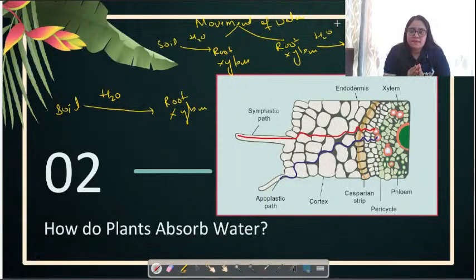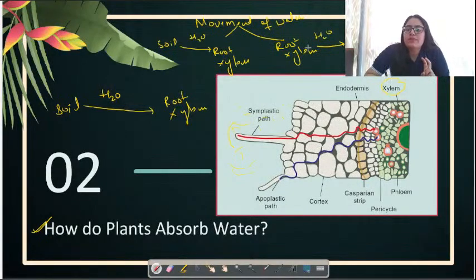So now let us see how exactly water will be transported from soil to the root xylem in this topic, where we talk about how plants absorb water. So we will see that water is present over here, right? This is all soil that is present in the surrounding of the root hair cell. So let us see how water from the soil reaches the root xylem. This is what we will discuss in this section, the second one, right?